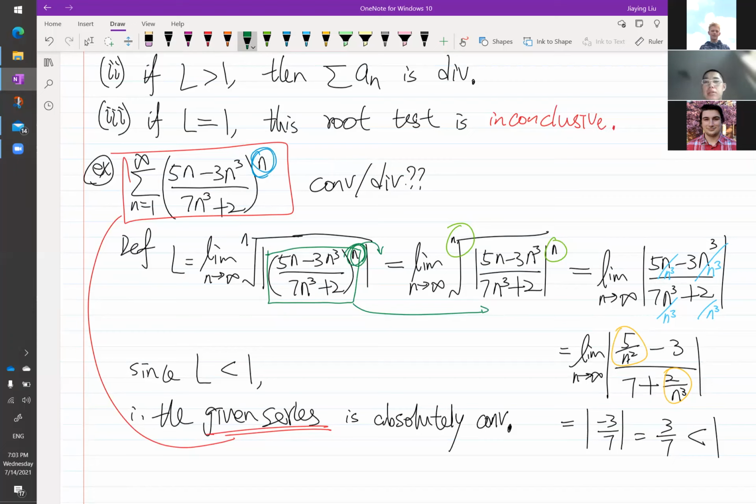From the second to third step, is that when you just canceled the n? Correct, with the nth root. Okay. Is there a name for that? Like just canceling the nth root? I don't know if there's a name.